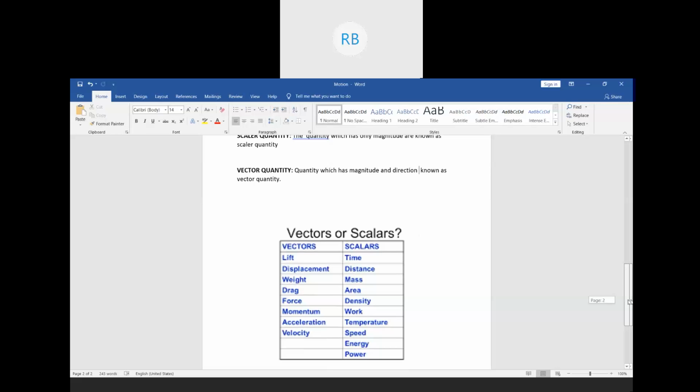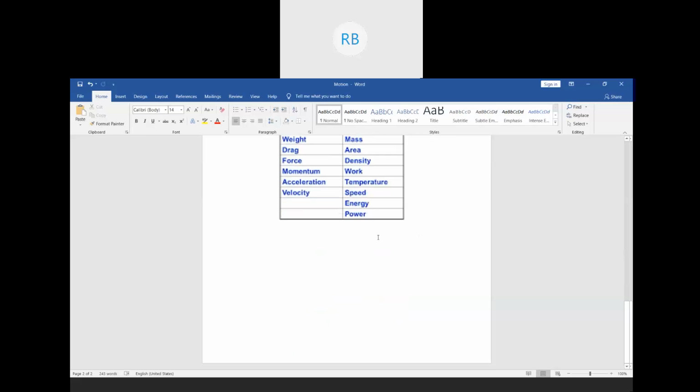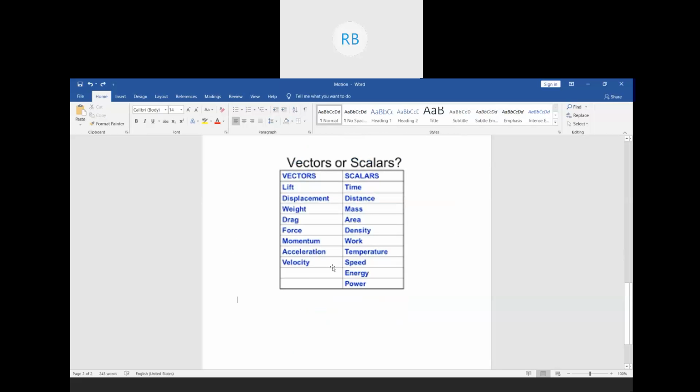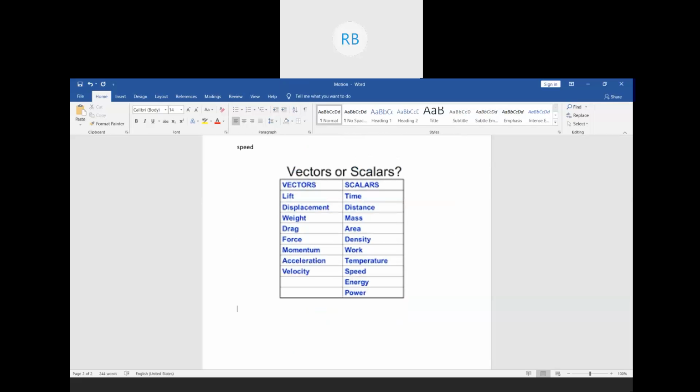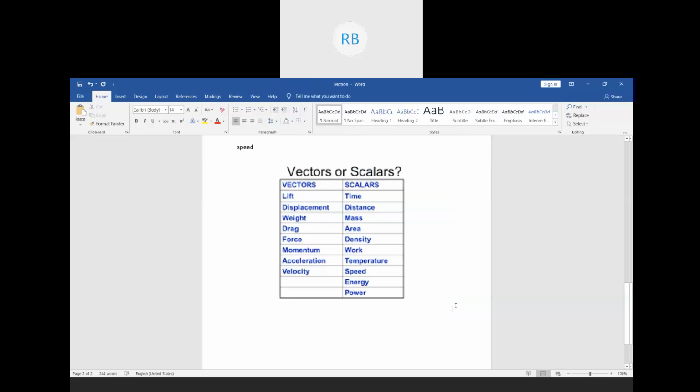Okay, next we will explain some quantities, like speed. What is speed?